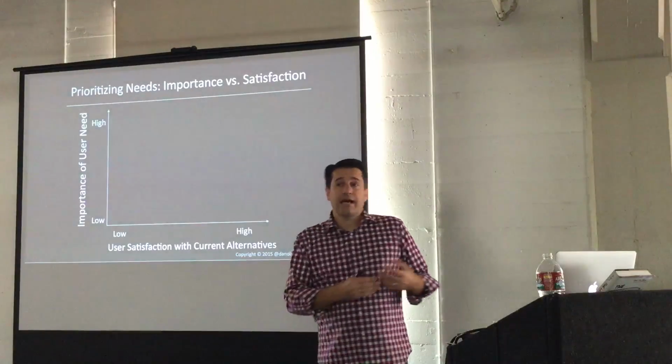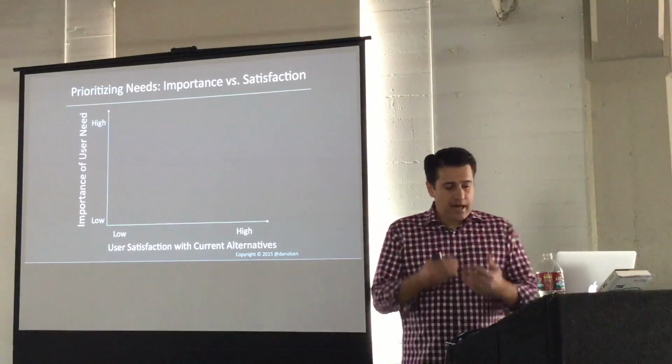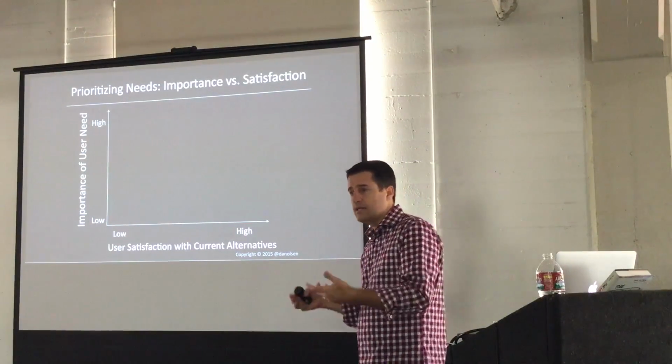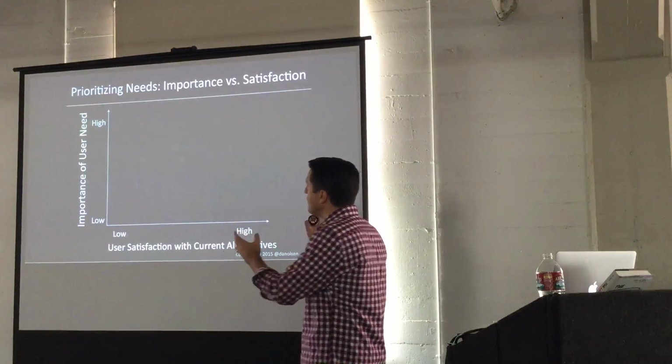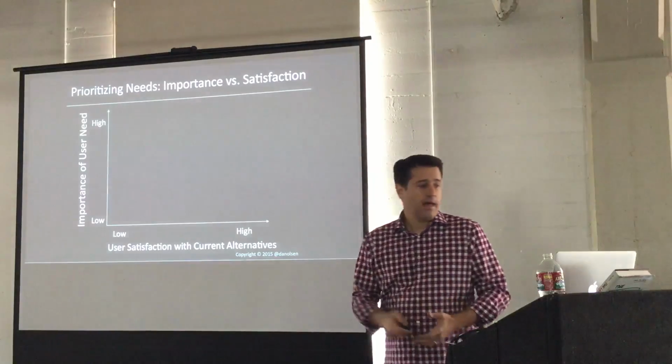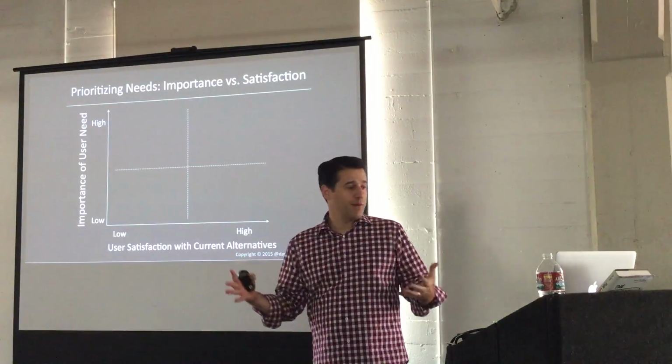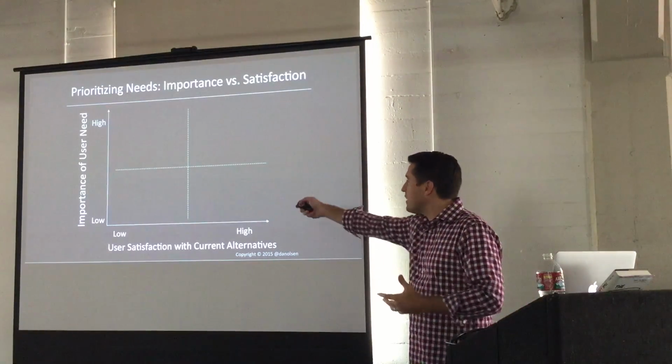The horizontal axis is satisfaction. Now this is in the solution space. It's like, how satisfied are you with whatever solution you're using today to get that need met, right? And so we can use this framework to assess opportunities. And I'm an MBA, so I like to make 2x2s to make things easy to explain. So we'll make it 2x2. And let's talk about the bottom.